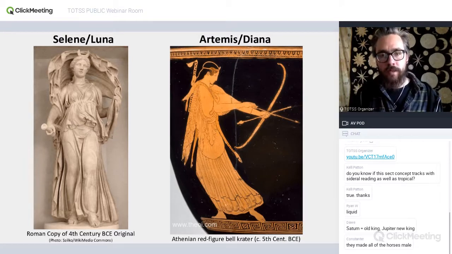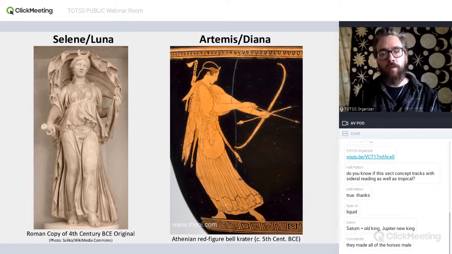And then we also have the Greek deity Artemis, or in Latin, Diana. Artemis is the twin sister of Apollo, and she's also an archer, right? So we have both the sun and the moon, firing arrows or like beams of light, right?